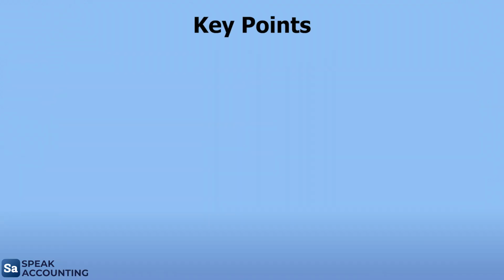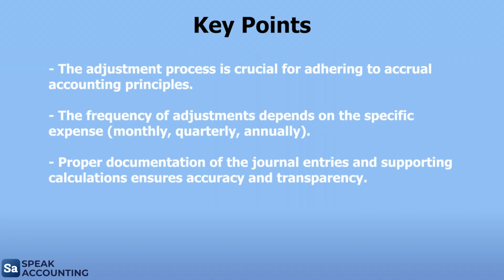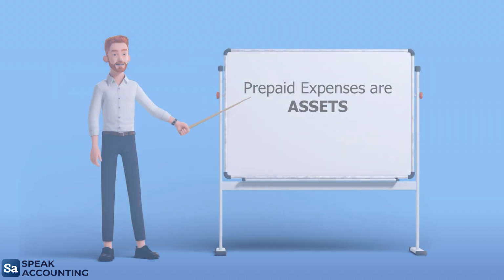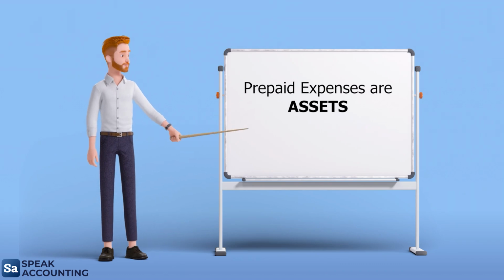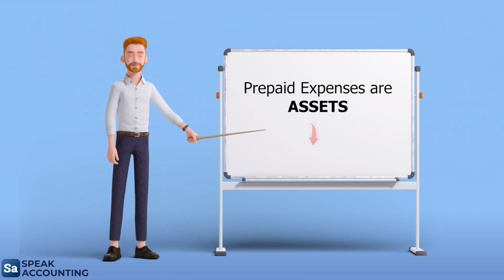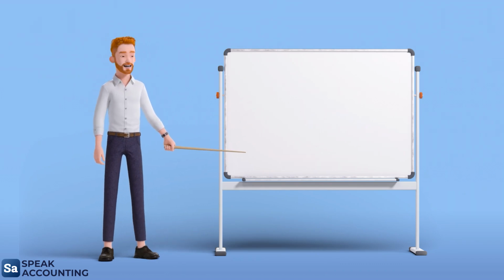Key points. The adjustment process is crucial for adhering to accrual accounting principles. The frequency of adjustments depends on the specific expense: monthly, quarterly, annually. Proper documentation of the journal entries and supporting calculations ensures accuracy and transparency. Prepaid expenses are recorded as assets initially. As the benefit is consumed, they are expensed.